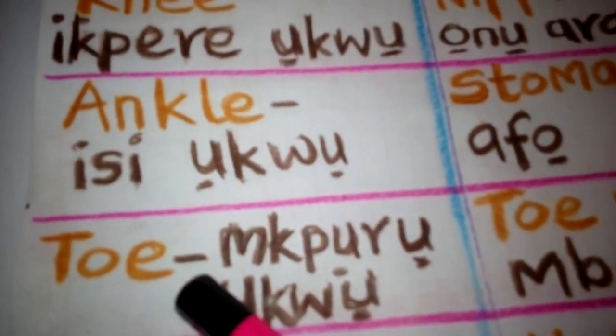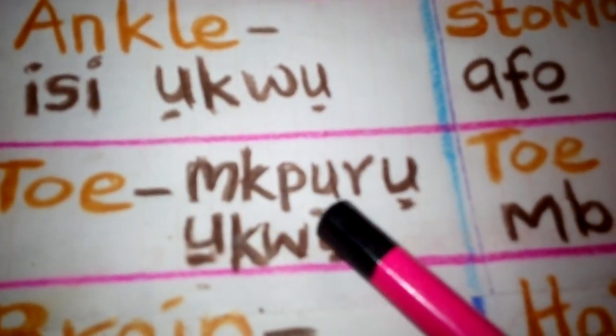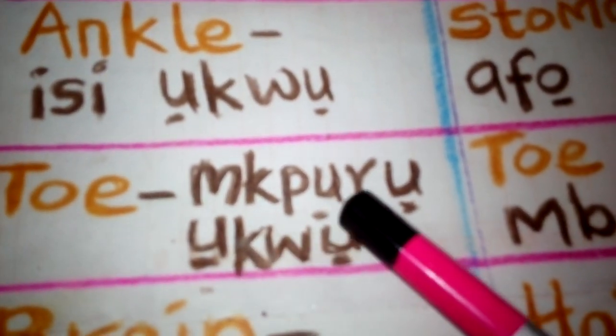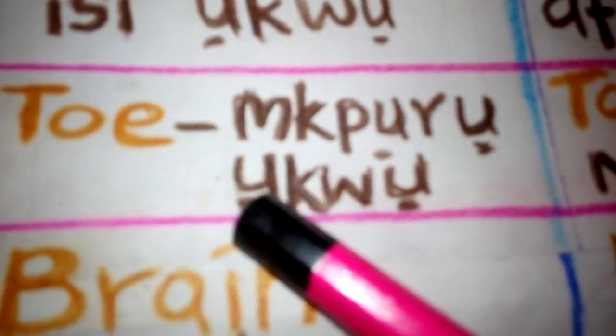Toe, mkpuru ukwu. Remember, finger is mkpuru aka, for the hand. Toe is for the leg, mkpuru ukwu. That's your toes. Mkpuru ukwu. Finger is mkpuru aka.